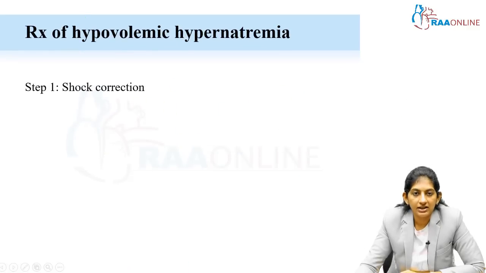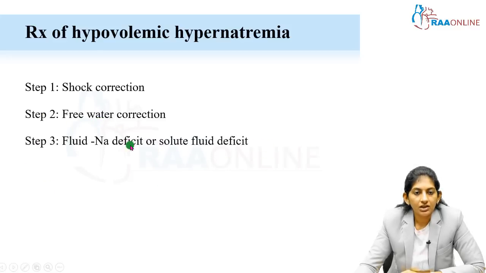So, first, in hypovolemic hypernatremia, if there is shock, give boluses, NS boluses, that is saline boluses, and correct the shock. Next, we have to give free water because excessive free water has been lost either through vomiting or through diarrhea. We have to give free water. How are we going to give free water? I will discuss in a moment.